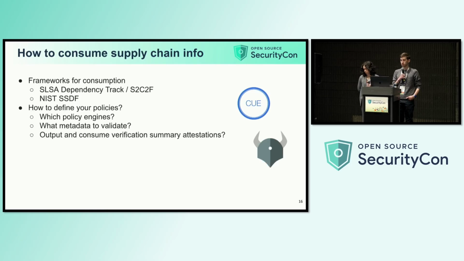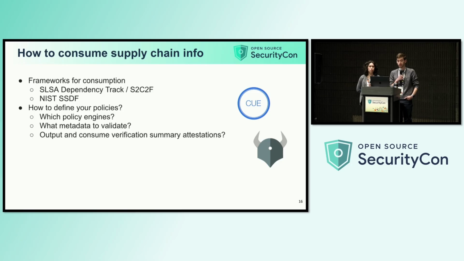So another good example is how do you securely consume artifacts and dependencies in one's software supply chain. So you might choose guidance from NIST's SSDF or from the SLSA dependency track, which will be based on S2C2F. Users and organizations are presented with choices that may result in different tooling needs. And how do you validate your dependencies?